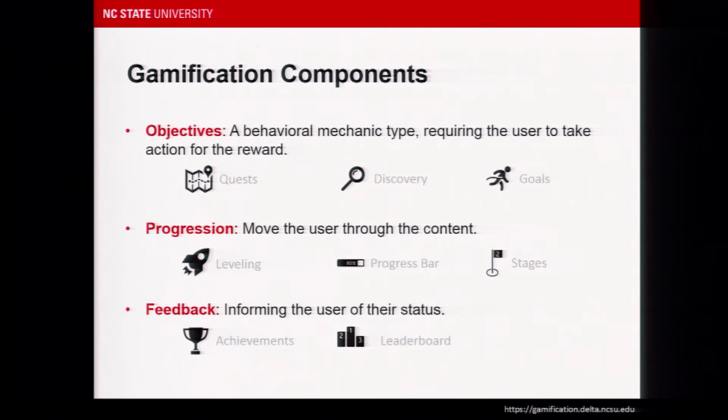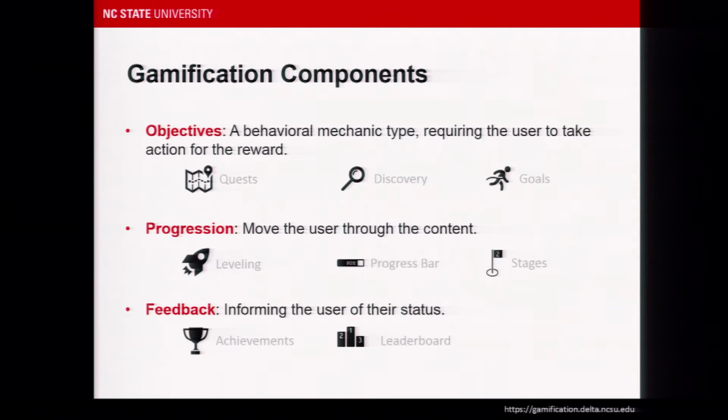Okay. So we identified 3 major components of gamification. The first one is objectives, the behavioral mechanic that the user is responsible for. It could be a known mechanic, or it could be something that's underlying. We're waiting for them to walk across this tripwire.